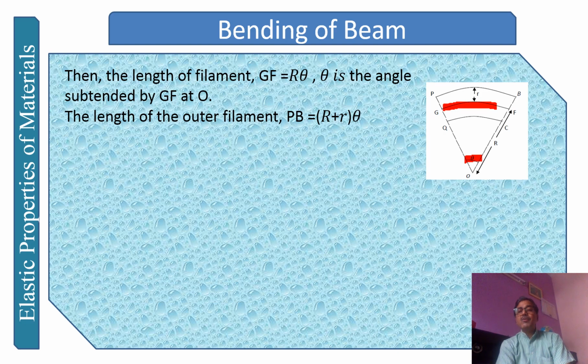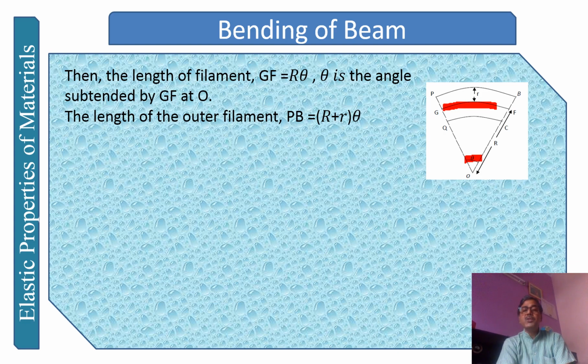Now let's calculate the angle made by PB, the outermost layer. Naturally, this PB is also making the same angle theta. So if I calculate the length of this arc PB in terms of capital R and small r, it is equal to capital R plus small r, times theta. This is the total length of the arc. This topmost layer we have taken as PB.